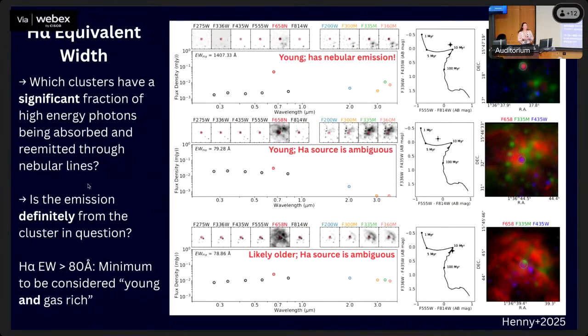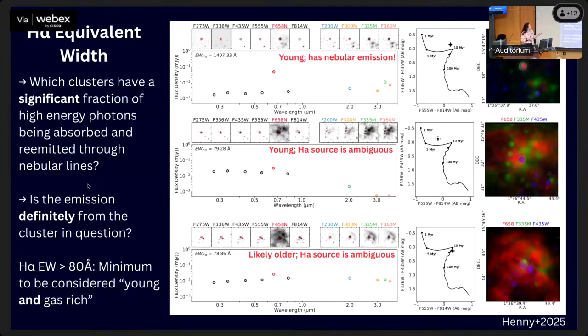What we did is that we used an H alpha equivalent width to identify which clusters have a significant fraction of high energy photons being absorbed and re-emitted through nebular lines. So the question is not just, what has H alpha, but, is that cluster the source of the H alpha? So here we have 3 example clusters that exemplify different elements.